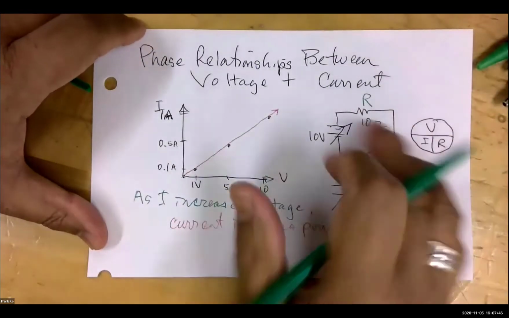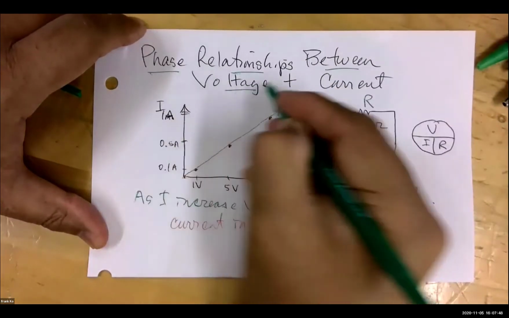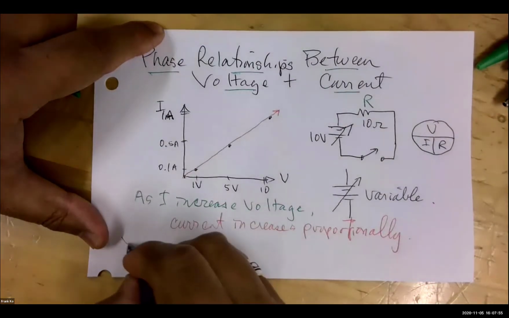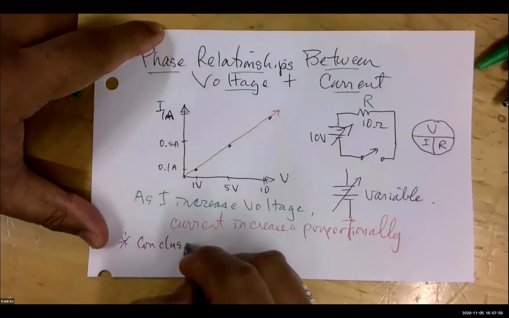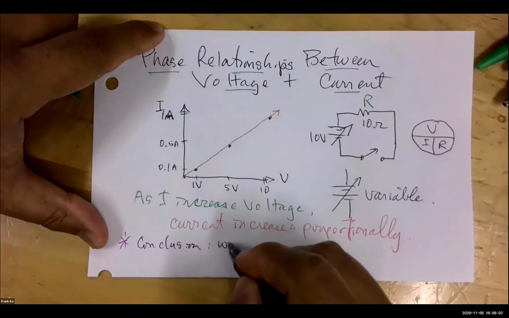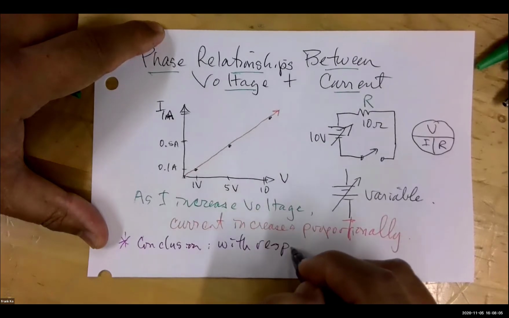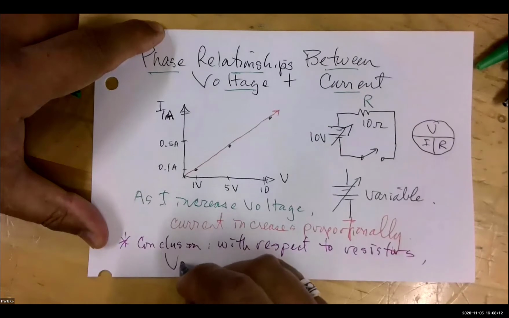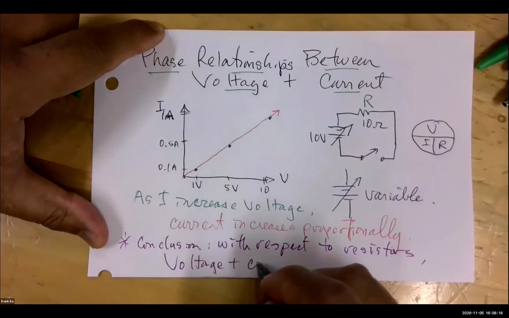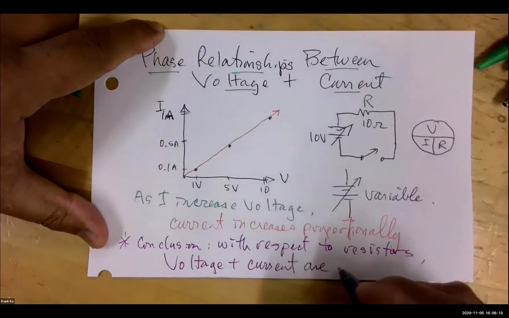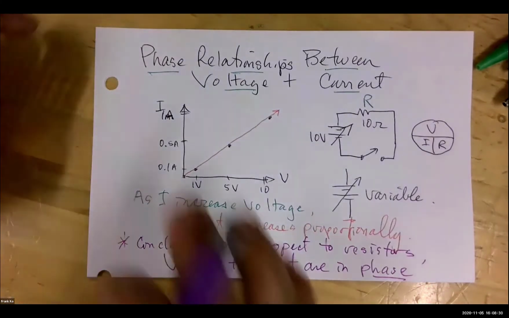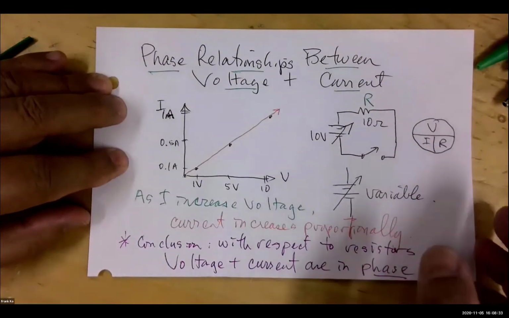So what can we conclude about the phase relationships between voltage and current with respect to a resistor? Hopefully we can make this conclusion. Conclusion. With respect to resistors, voltage and current are in phase, meaning they occur at the same rate. Now, that's DC.